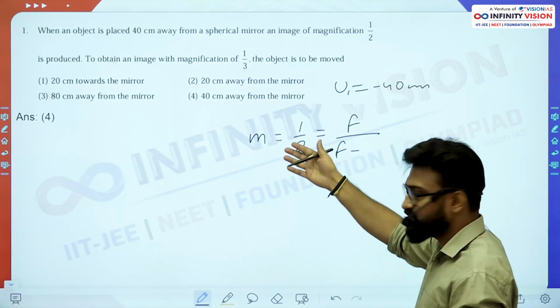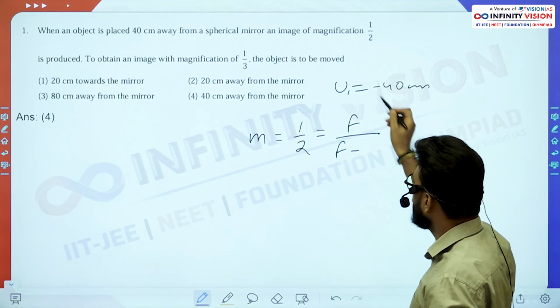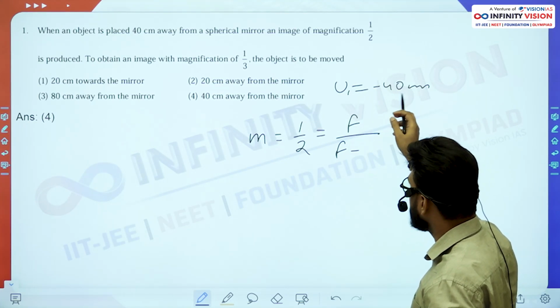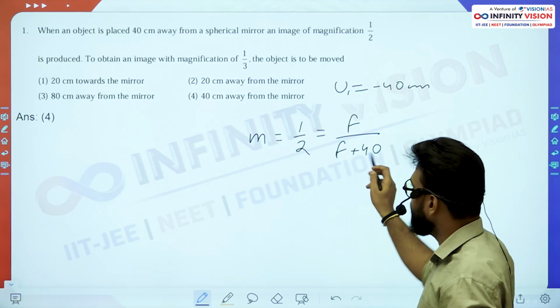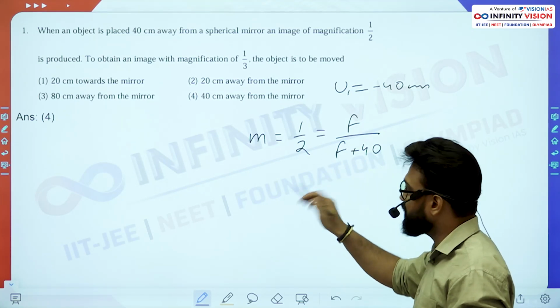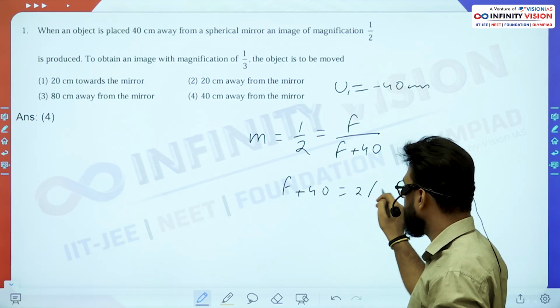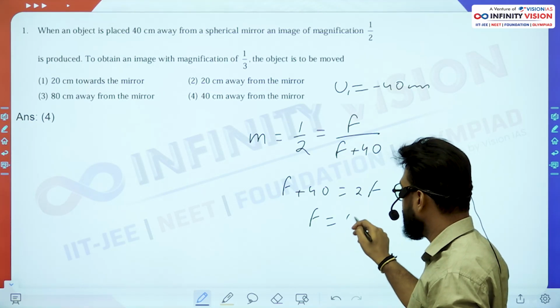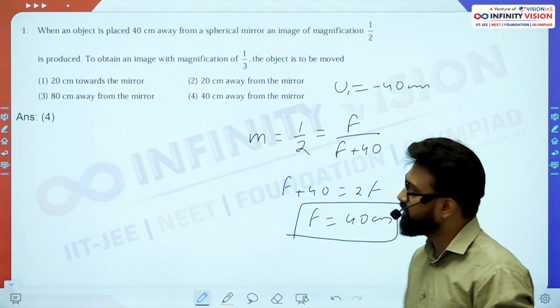So the magnification formula is f by f minus u, and u1, at first, is placed at a distance of minus 40, so minus becomes plus 40. From this you can easily calculate the focal length. So f comes out to be 40 centimeter.